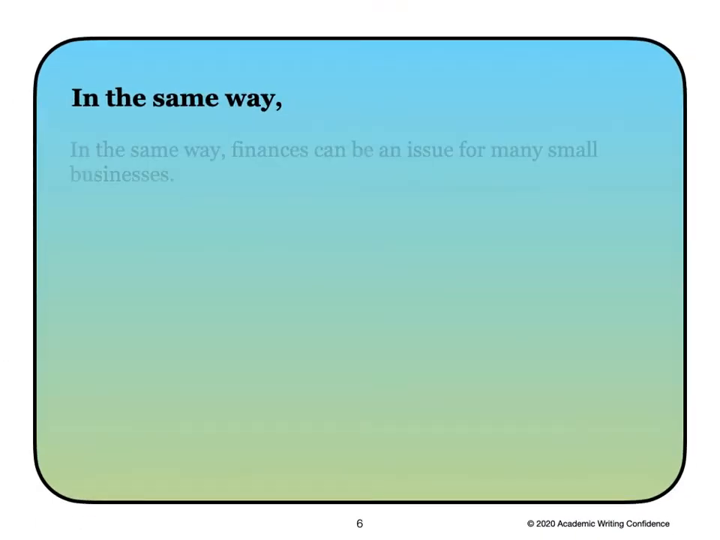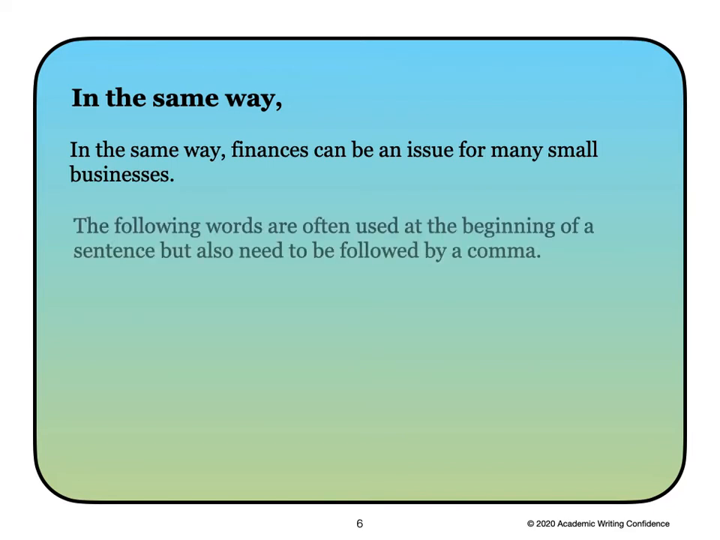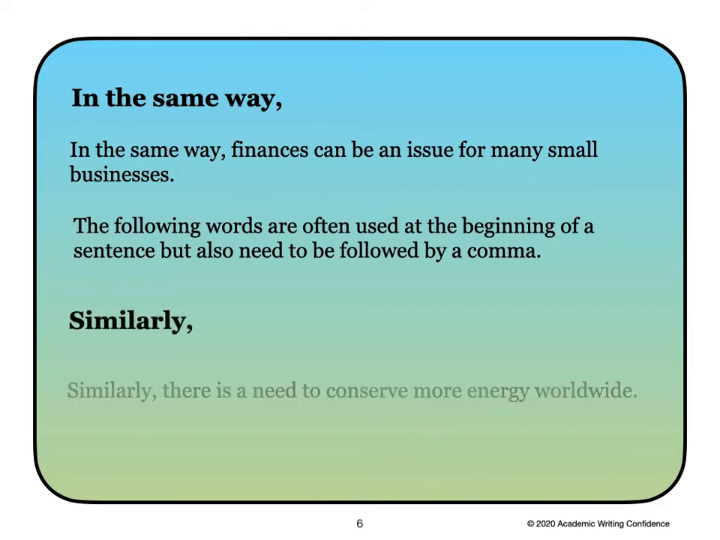Here's another example of how you can use the phrase in the same way. In the same way, finances can be an issue for many small businesses. Now you would use this sentence after another sentence that you were comparing with this idea. The following words are often used at the beginning of a sentence and also need to be followed by a comma. Similarly. Similarly, there is a need to conserve more energy worldwide.